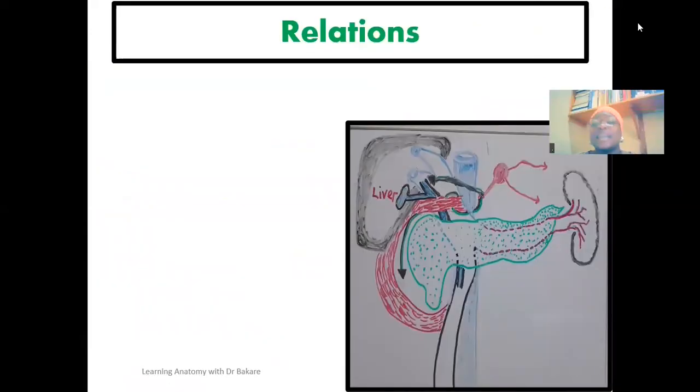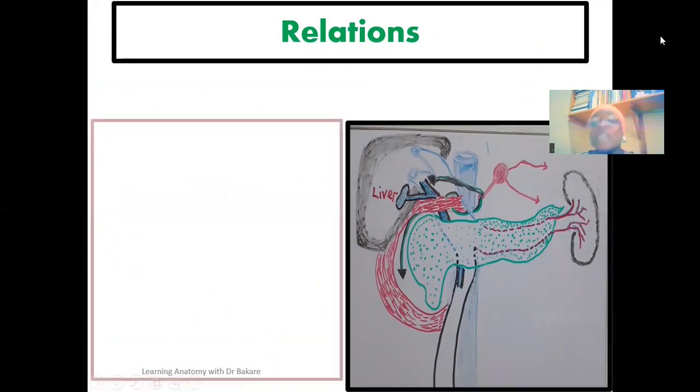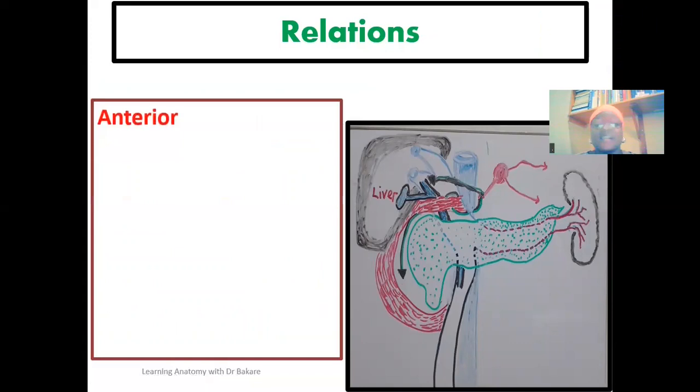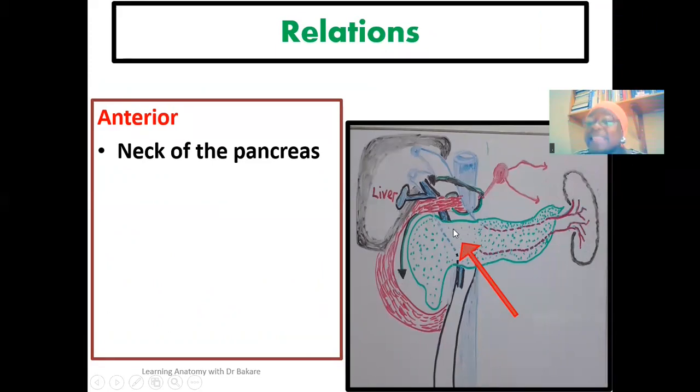So let's quickly look at this slide. This slide talks about the relations of the portal vein. This should come easy because we've highlighted some of these points in our previous slide. In the anterior part, the structures that are located anteriorly to the portal vein include the neck of the pancreas. So this is the neck of the pancreas. The pancreas at the neck region will need to be opened up for us to see where the portal vein is formed. So it is seen as an anterior relation.